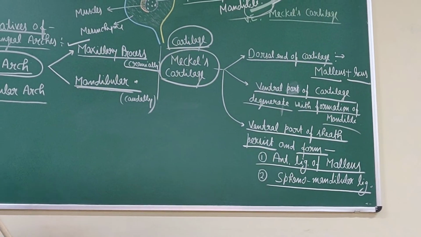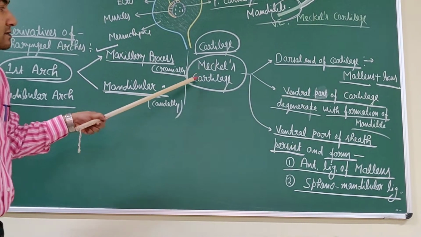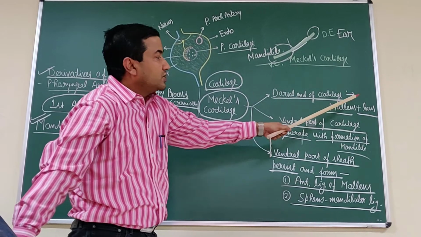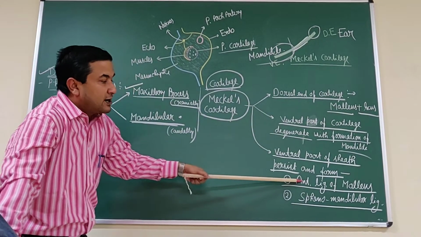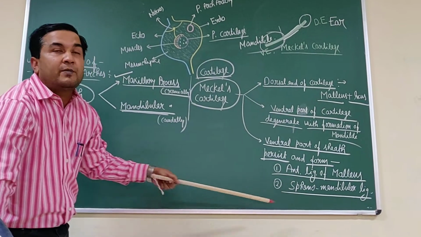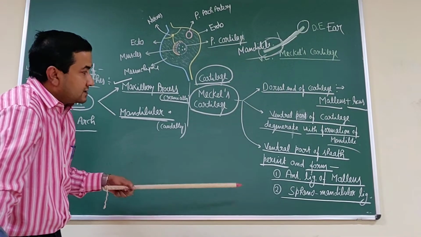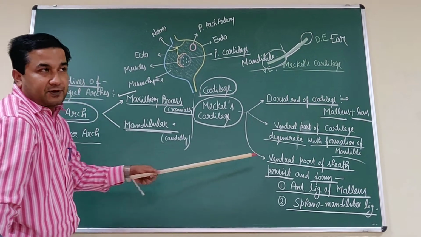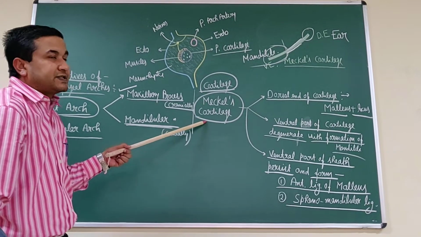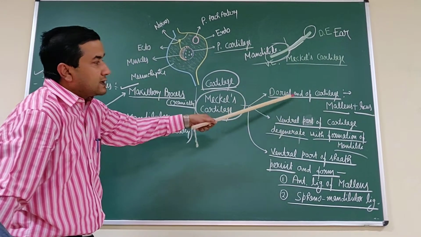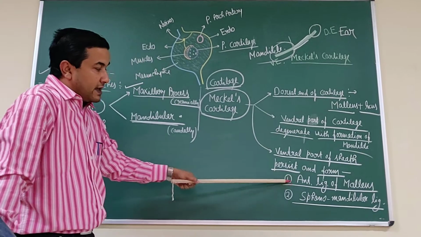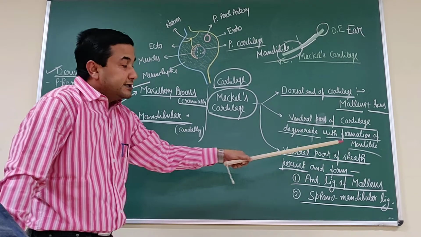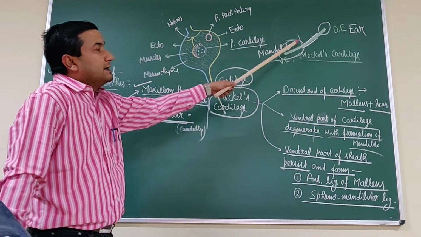So in brief, this Meckel's cartilage forms the malleus, incus, anterior ligament of the malleus and the sphenomandibular ligament. These are the derivatives of Meckel's cartilage that are frequently asked in various examinations. What are the derivatives of Meckel's cartilage? It is the malleus, incus and these two ligaments that are derived from the sheath, the perichondrium of this cartilage.